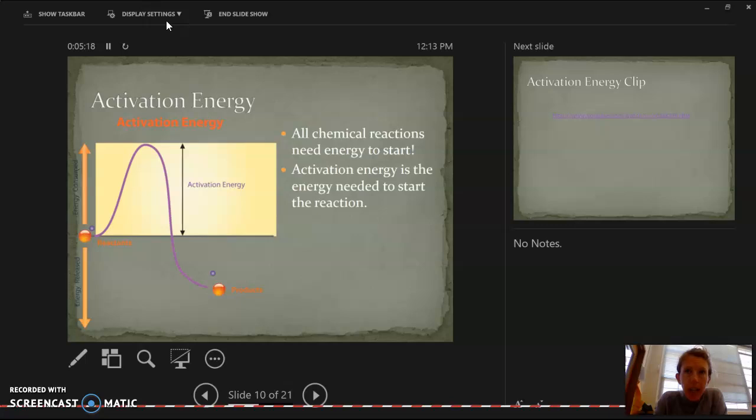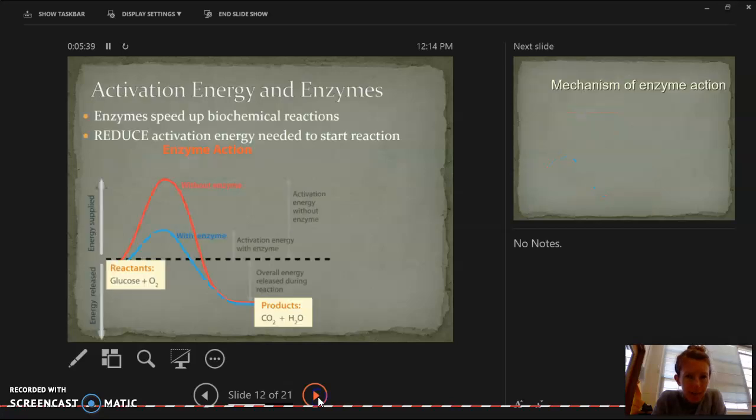All reactions need a little push to get started, and that's where the term activation energy comes into play. All chemical reactions need energy to start, and activation energy is the energy needed to start the reaction. What enzymes do is help lower the amount of activation energy needed to start the reaction. So again, enzymes are going to help speed up or accelerate chemical reactions.